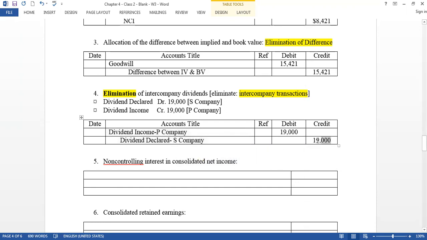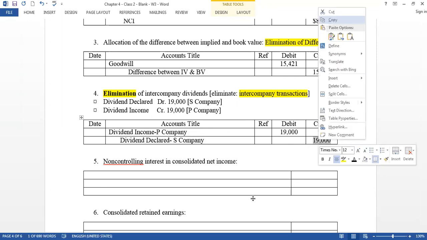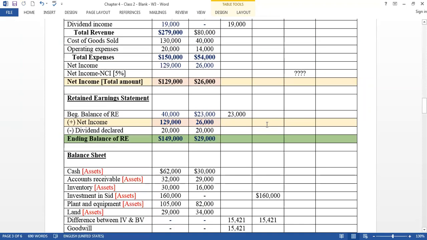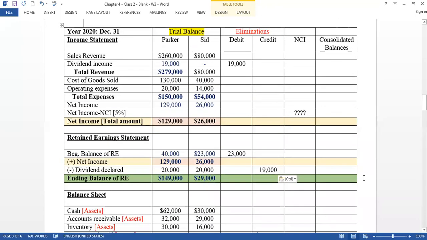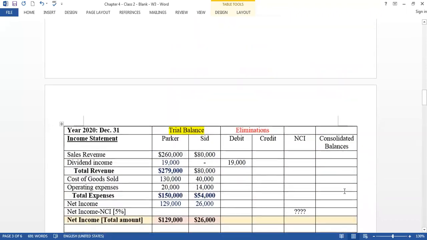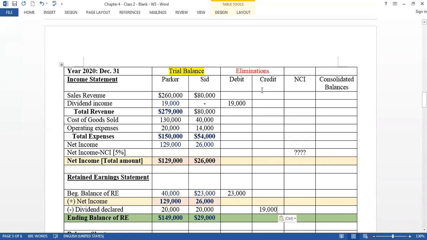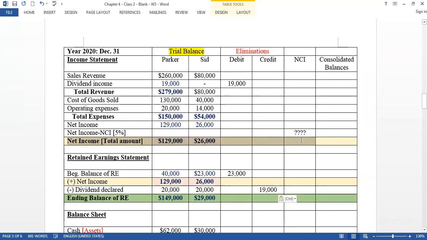So now this $19,000 credit, what is the dividend declared? You know that this is the dividend declared, right? Dividend declared, and this is credit. This is credit. Do you understand? Now, because I have to finish today's class anyway, so now we make it, because this is the total column, right? This is the total column. Now here, what should we write here? Do you understand? This is the total column.